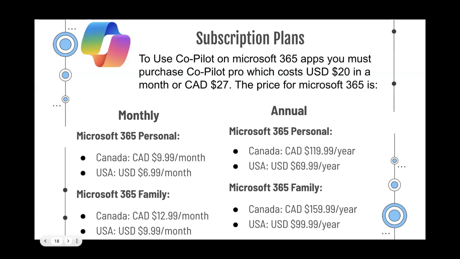So these are just some of the prices. They may change, but just to give you an idea of what using CoPilot would cost you. Again, just to emphasize, you need to either have a monthly paid or annually paid subscription to Microsoft 365. And then on top of that, it costs 20 US dollars, or alternatively 27 Canadian dollars to use Copilot.